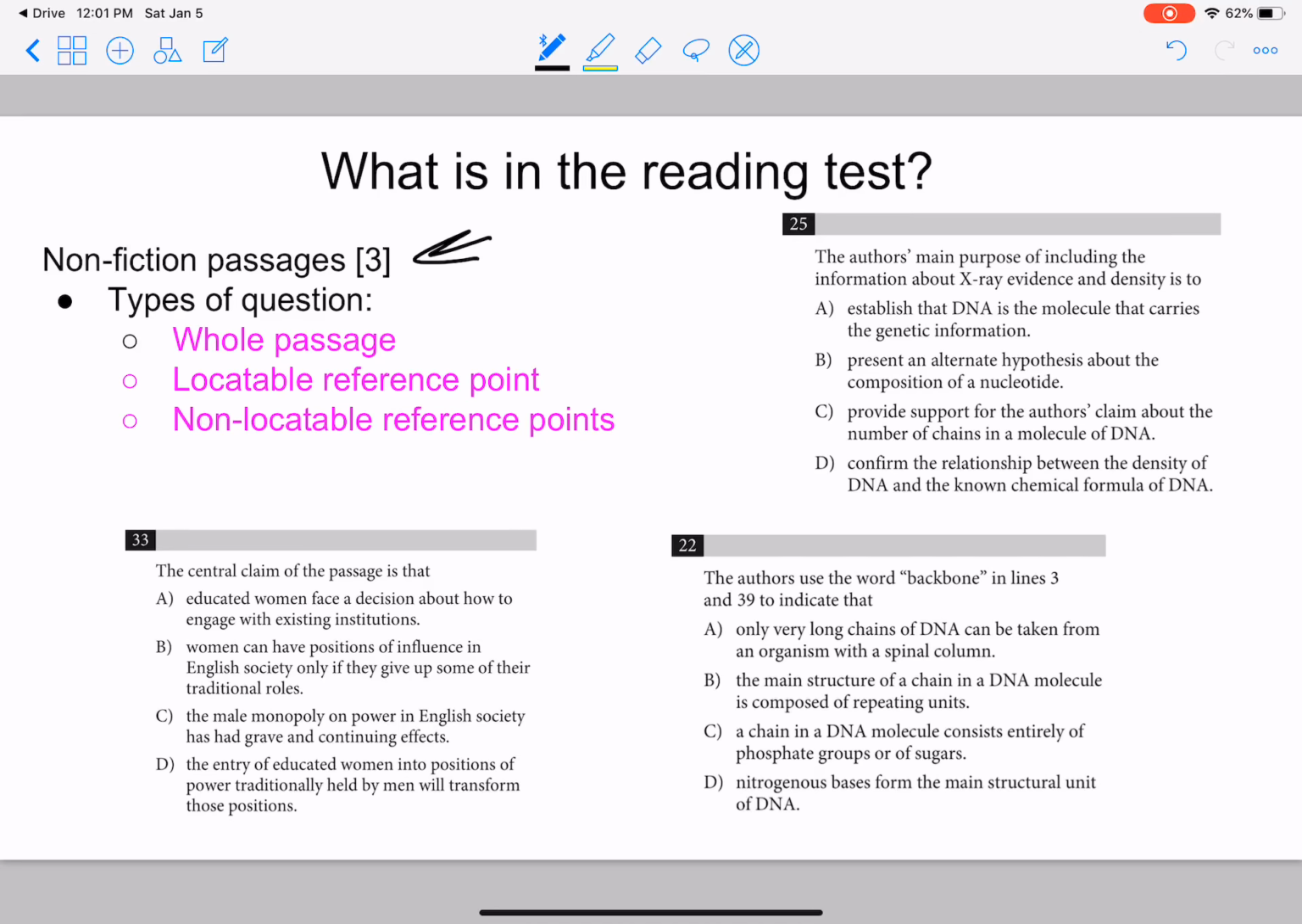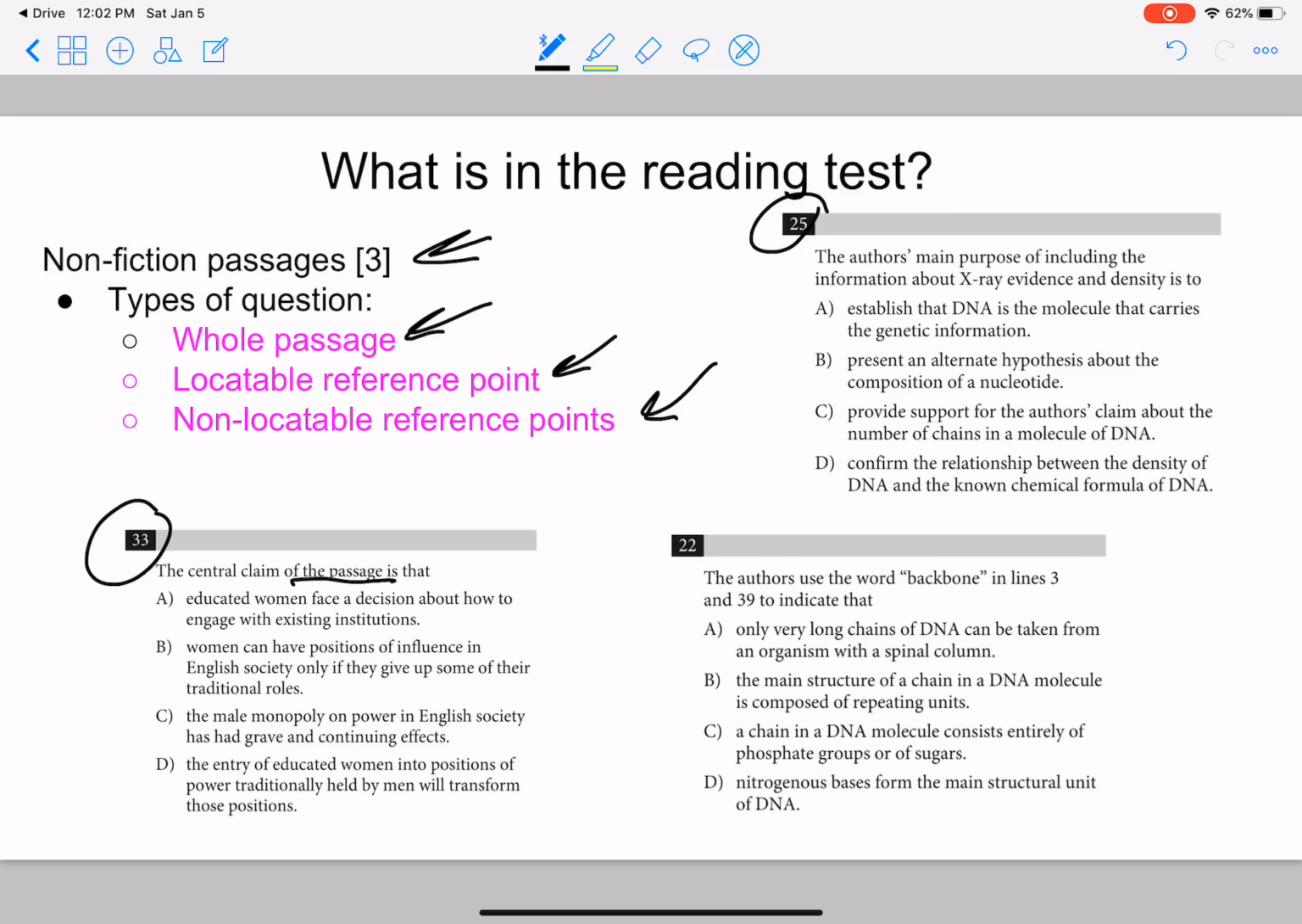The types of questions you're going to see in the nonfiction passages are also whole passage questions, also locatable reference point, and also non-locatable reference point questions. But number 33 here is going to be a whole passage question. It says the central claim of the passage. You need the whole passage to answer that one.